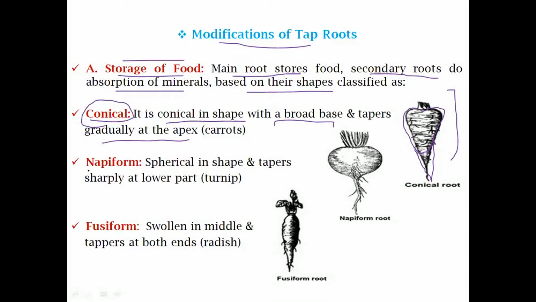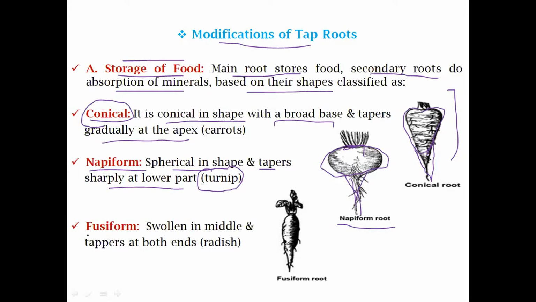Next one is napiform roots. This is spherical in shape and it tapers sharply at the lower part. It is found in turnip. So you can see here, this is spherical in shape. Here it is spherical, but it sharply tapers at the lower part of the root. So this is known as napiform root.